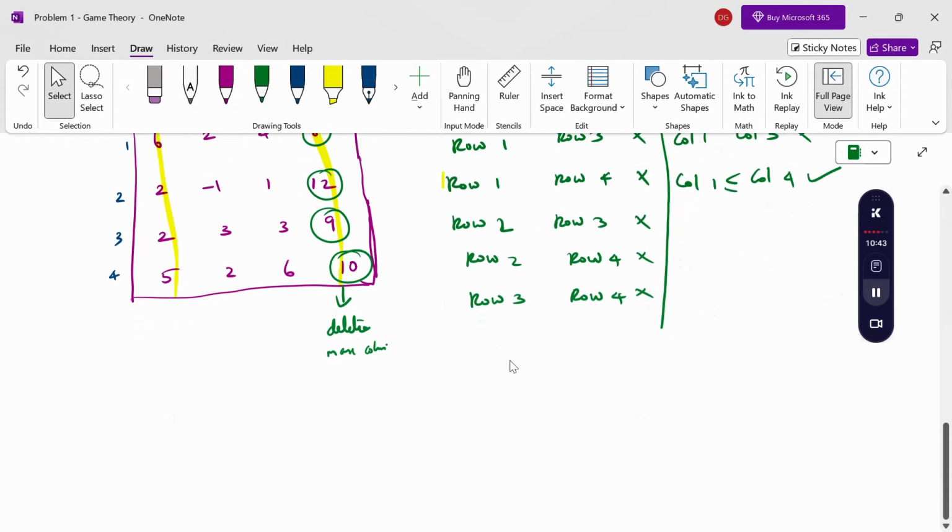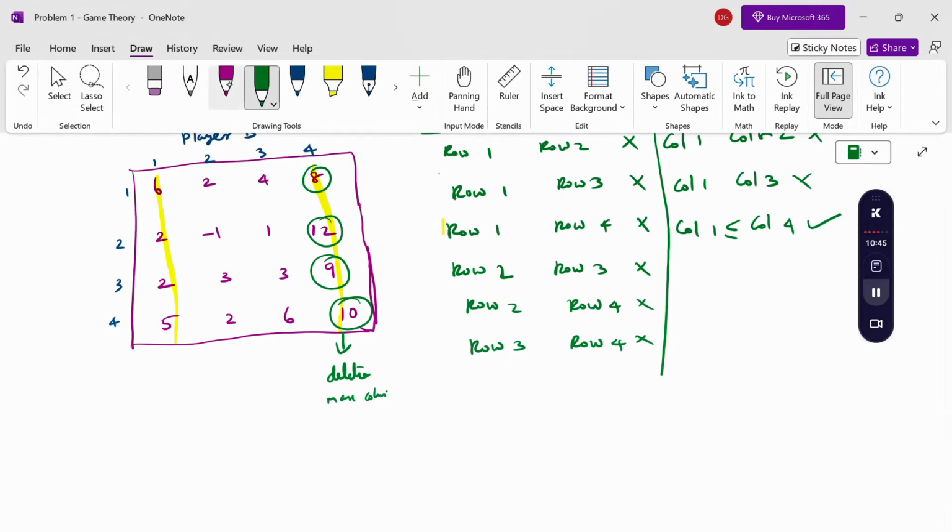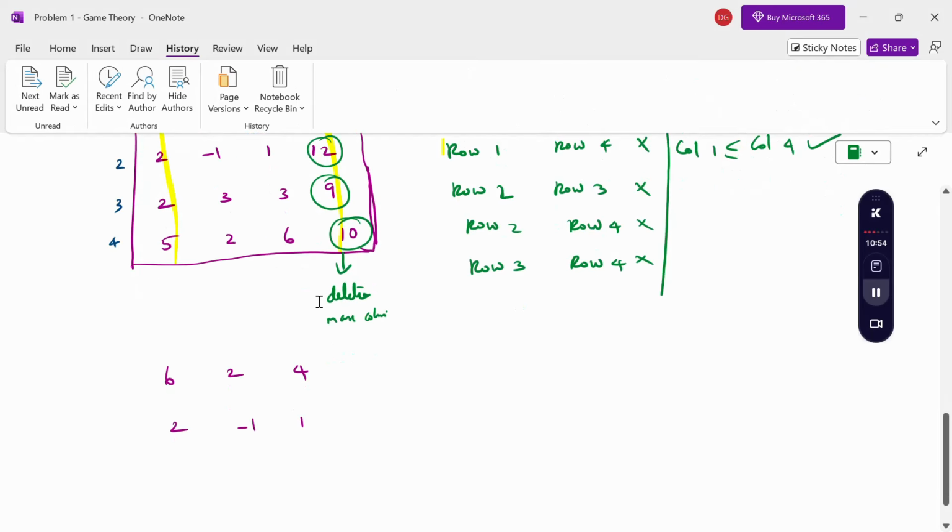When we delete the fourth column, we have the values 6, 2, 4, 2, -1, 1, 2, 3, 3, 5, 2, 6.